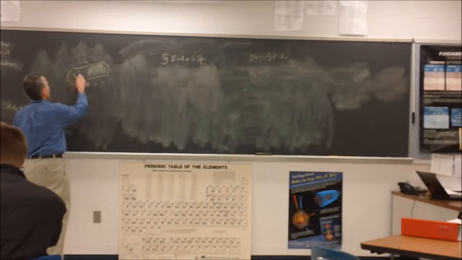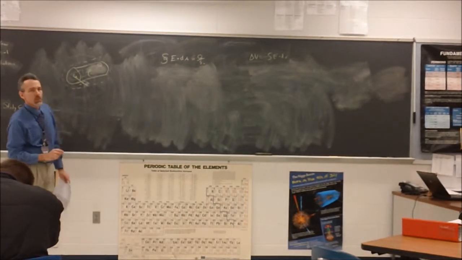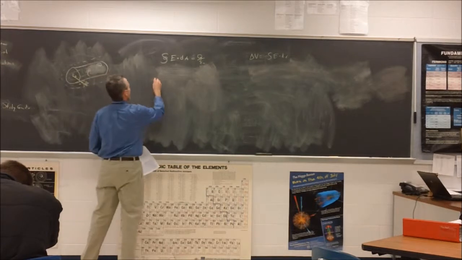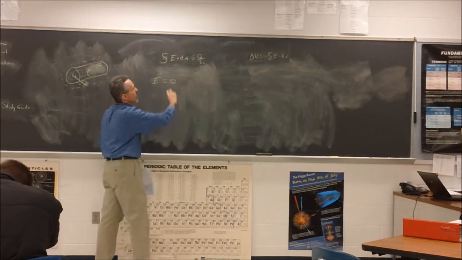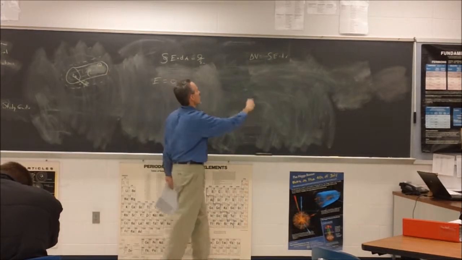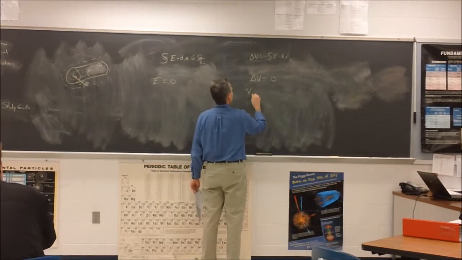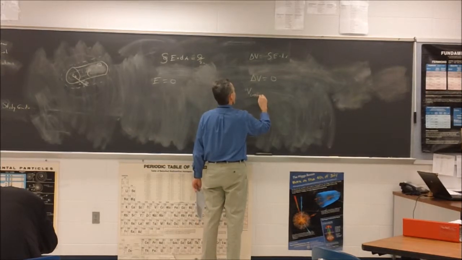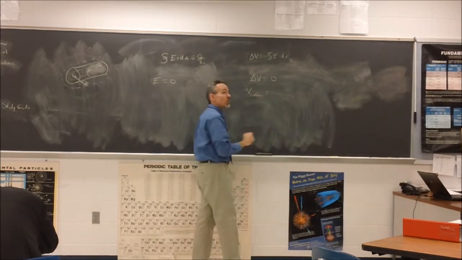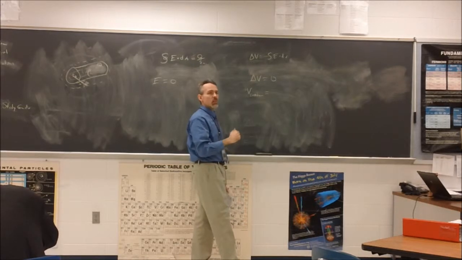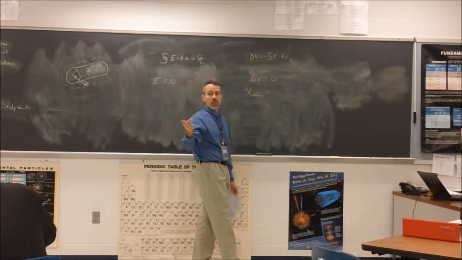So now it's a conductor, and I draw a Gaussian inside. What's the E field going to be? Zero. And now I integrate the E field. What will the change in potential be? Zero. Does that mean the potential at the center is going to be zero? No. But we do know the potential at the center is going to be the same as the potential at the surface.